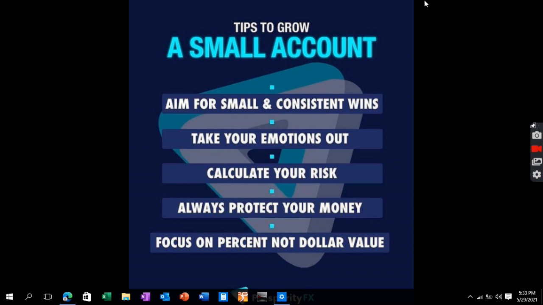Well, I found something very informative that I thought I would share with you before we jump into our charts. Tips to grow a small account. Number one, aim for small and consistent wins. Number two, take your emotions out. Number three, always calculate your risks. And number four, always protect your trading account by using a stop loss, of course. Also, focus on percentage, not dollar value. I hope that's very helpful. This is very important, and I hope it helps you.